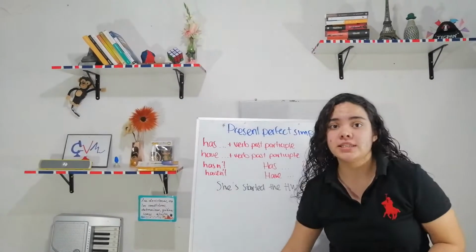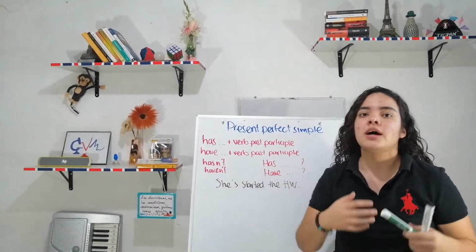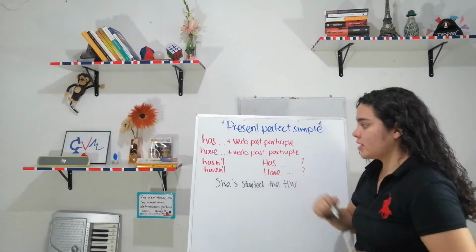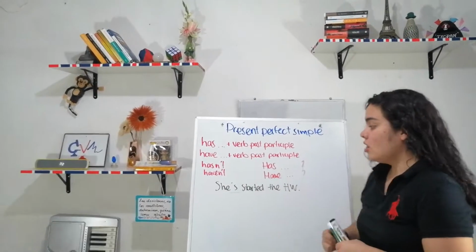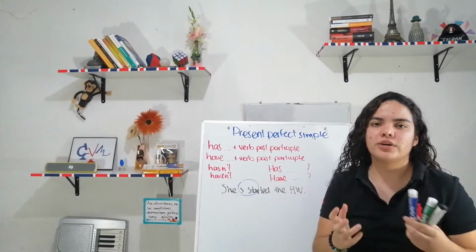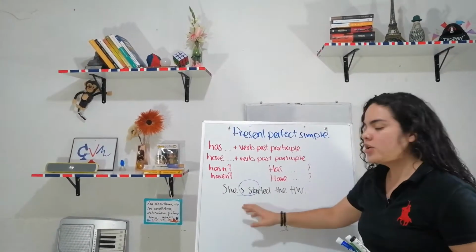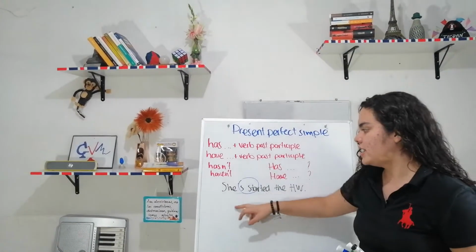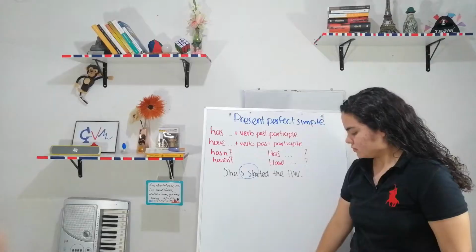Very important: when we are using present perfect, and with most of the usual tenses, we need to use a contraction here. Otherwise it would sound weird. We use it all the time. We can make the sentence without the contraction, but usually we try to use it. So we say, she's started the homework. She has started the homework.